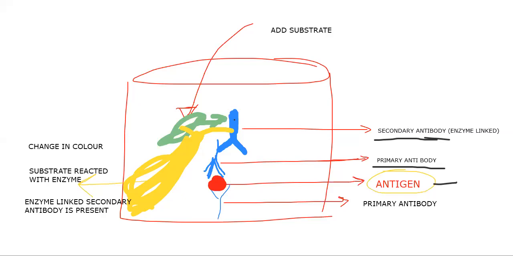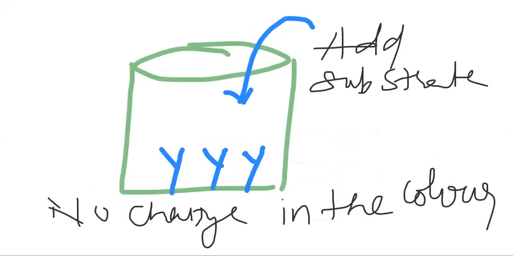If there is no change in the color, it means no enzyme linked secondary antibody. That means no other primary antibody. That means no antigen. No antigen means the test is negative: antigen is not detected in the patient.